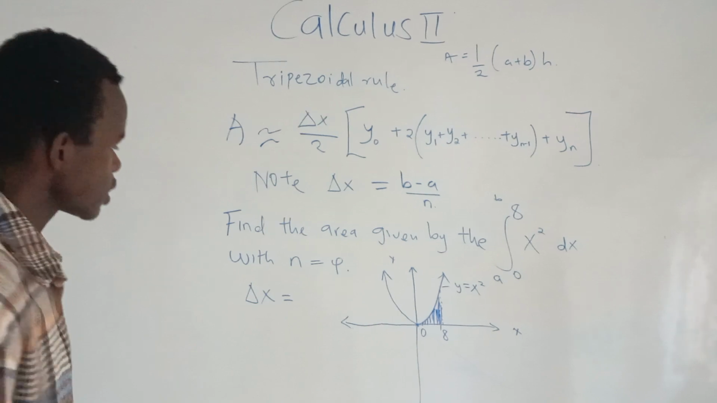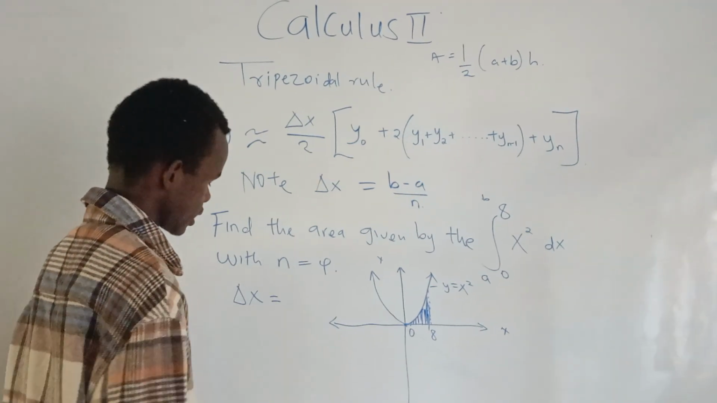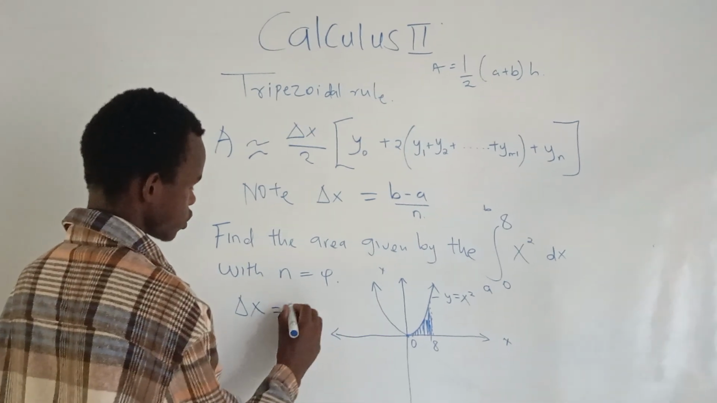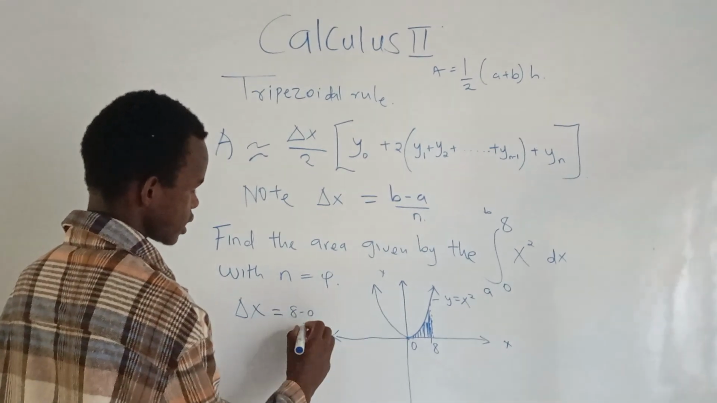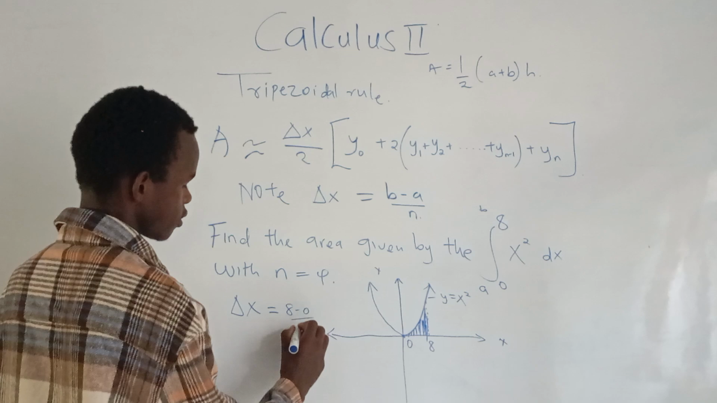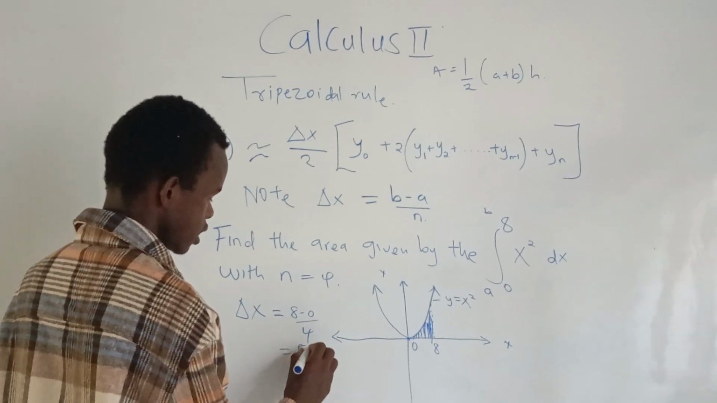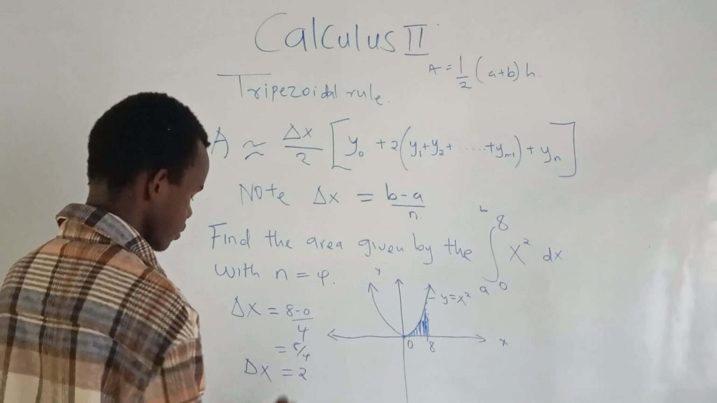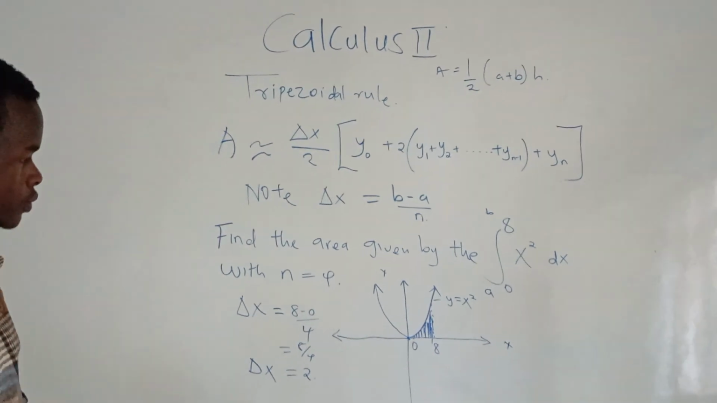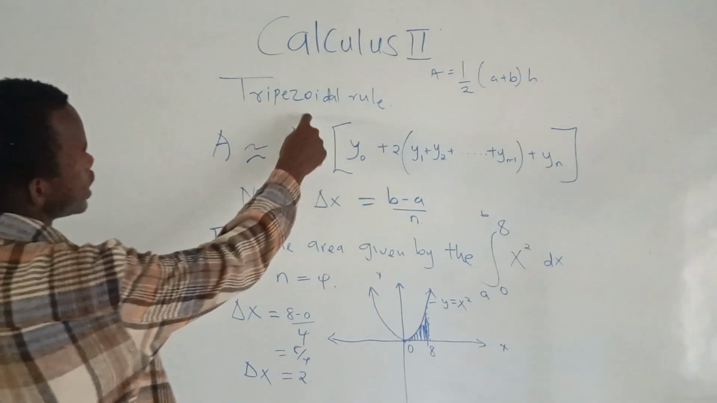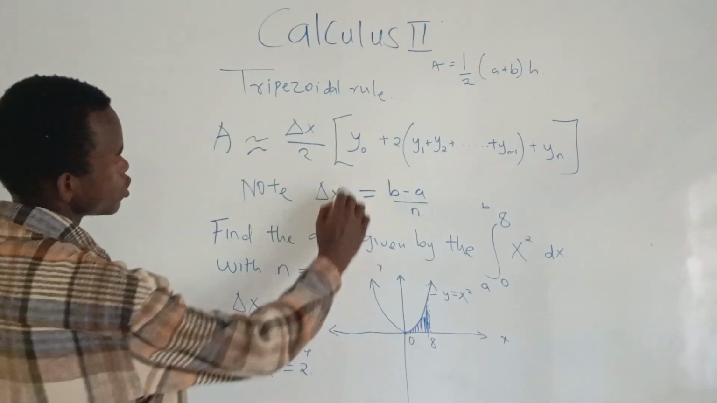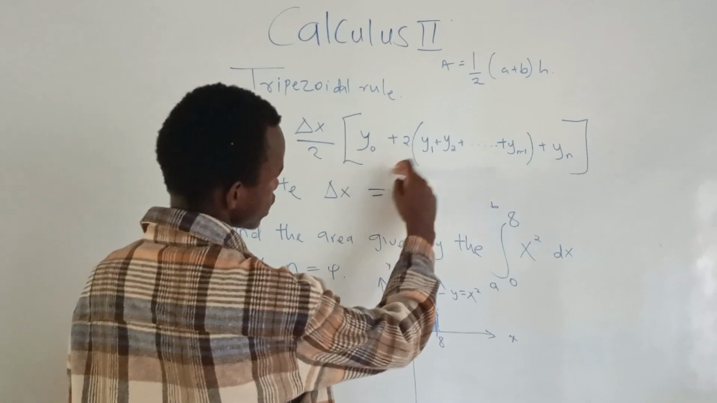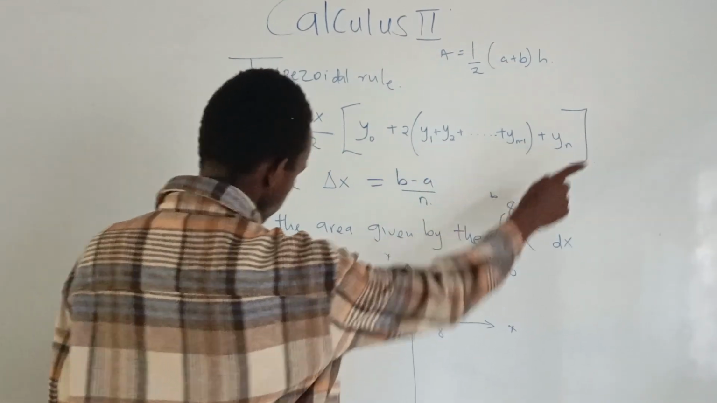So the first step is, let's calculate our delta x. Our delta x will be the interval 8 minus 0, that is b minus a, divided by the value of n, that is 4. So it will be 8 over 4. Our answer is 2. So our delta x is 2. We have found our delta x. Let's compute our y0, then our y1, our y2, and so on.